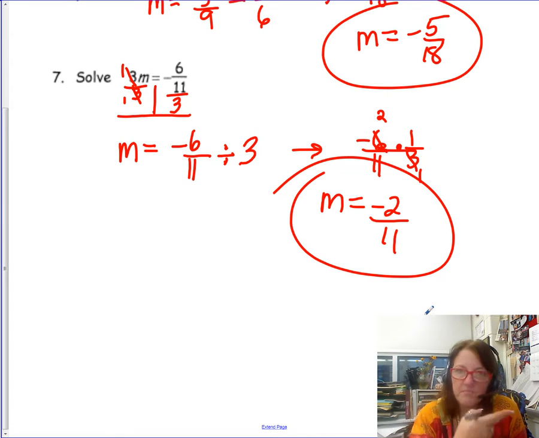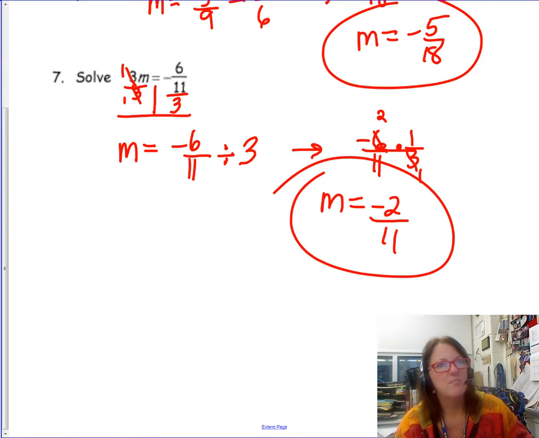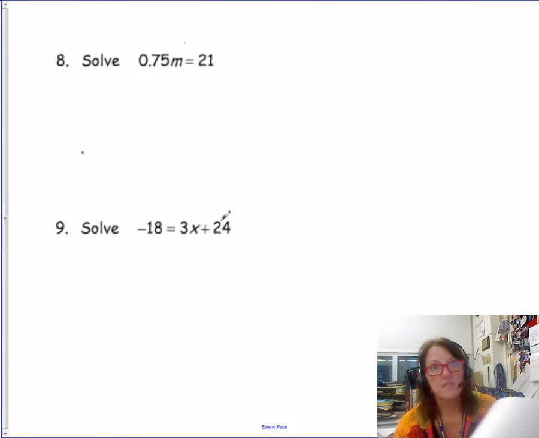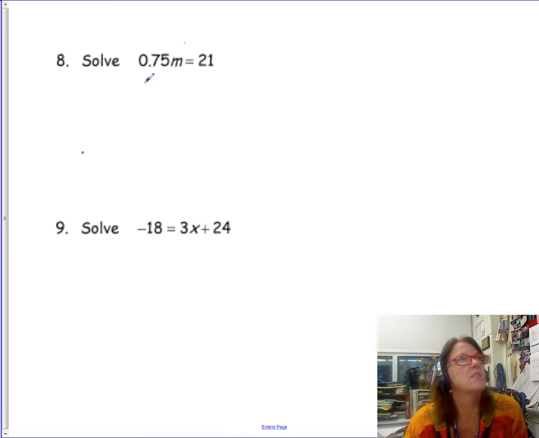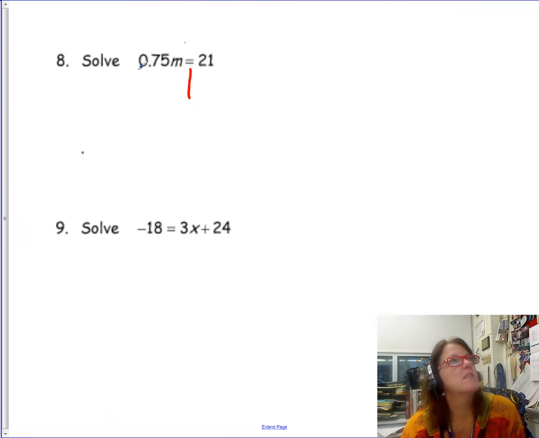Yes. Plug that in, see if it works. Yes, it does. Awesome. Let's keep pressing on. All right, decimals. For me, decimals are much less preferred than fractions. Here's m. I want to get it isolated, so I'm going to undo multiplying by division.